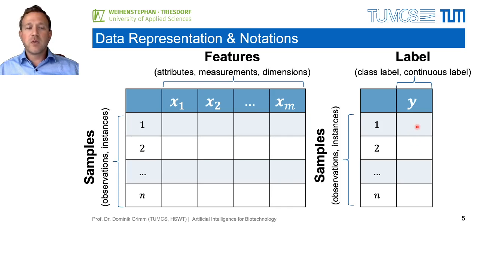for example, the price of a house. Let's say each sample is a house number 1 up to house number n. Then we can write down here the price of the house and here the different features of the house. For example, one feature could be the area of the house, the number of rooms, the number of windows, and so on.